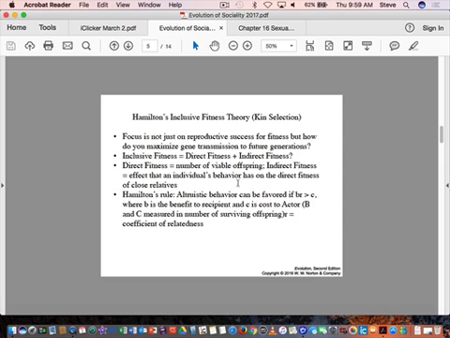Indirect fitness is a little different. It is the effect that an individual's behavior has on the direct fitness of close relatives. So again, kin selection involves social interactions between relatives, and it might be that individuals forego their own reproduction to help close relatives produce their own offspring. Okay? And this is what we call kin selection.